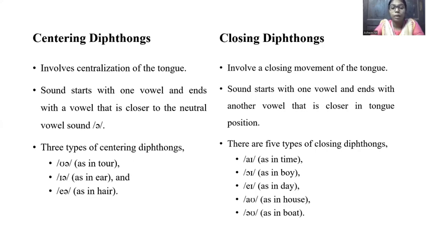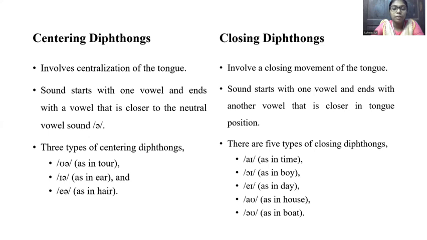So closing diphthongs, as the name suggests, involve a closing movement of the tongue. In these diphthongs, the sound starts with one vowel and ends with another vowel that is closer in tongue position. For example, the English word buy has a closing diphthong I, which starts with the open vowel sound and ends with the closer vowel sound I. So there are five types of closing diphthongs: I as in time, oi as in boy, a as in day, ow as in house, and o as in boat.